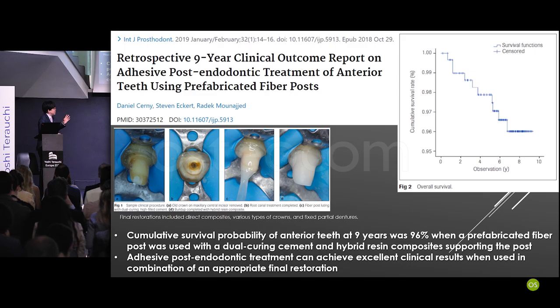And of course, you need to place composite like this. If you remove lots of pericervical dentin, you need to place composite. If you do that, you can make the tooth more resistant to root fracture.